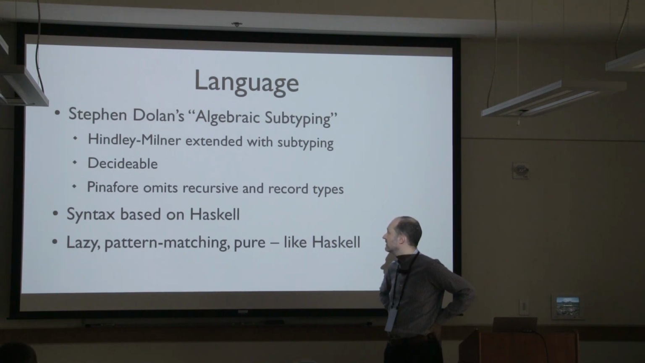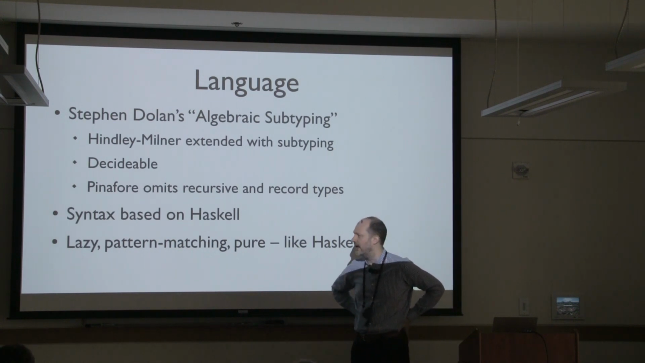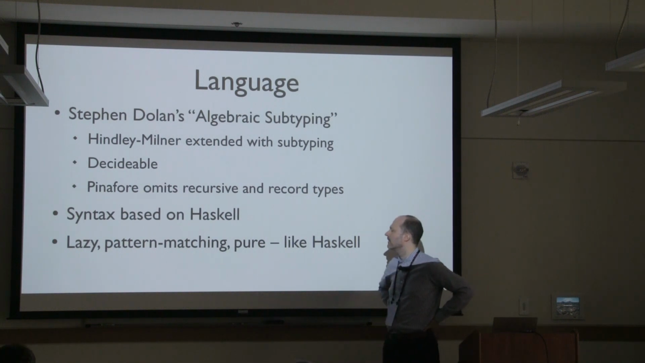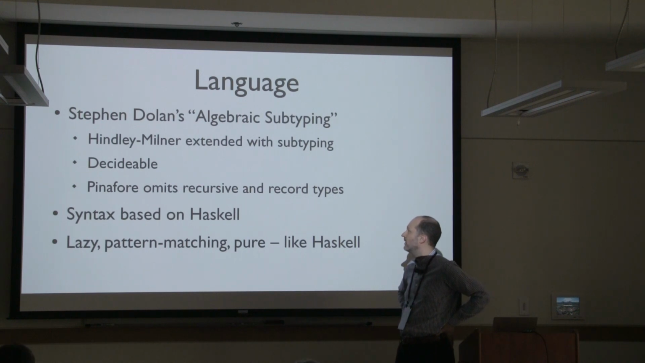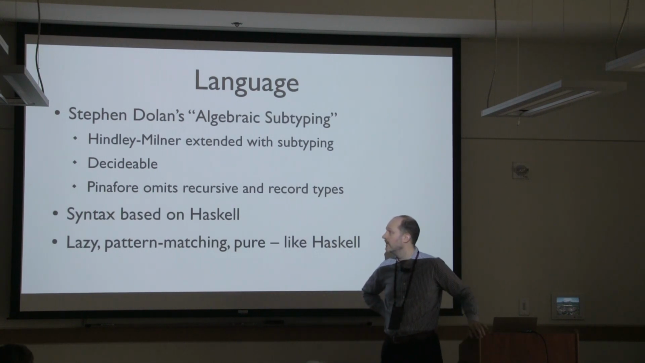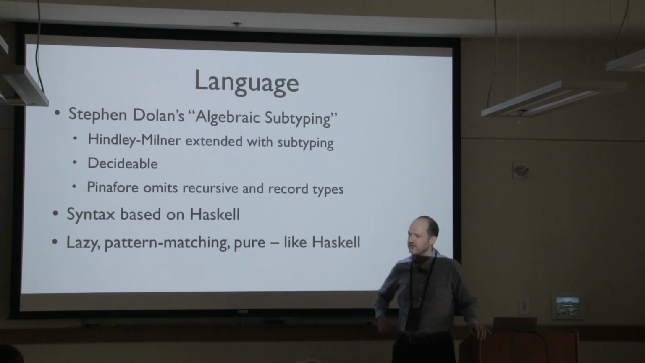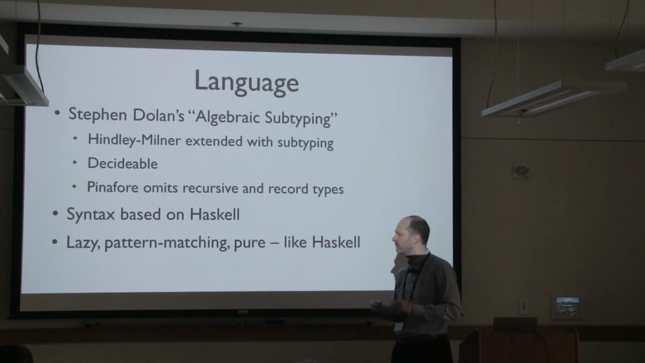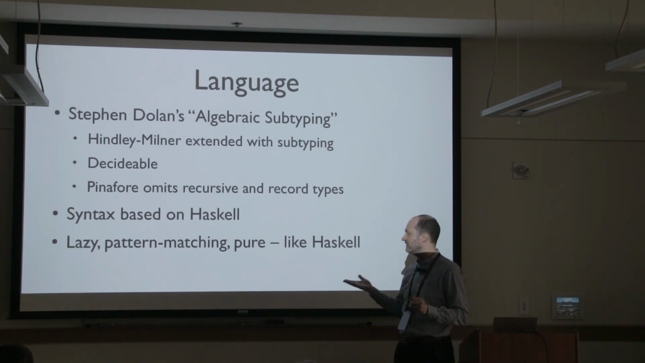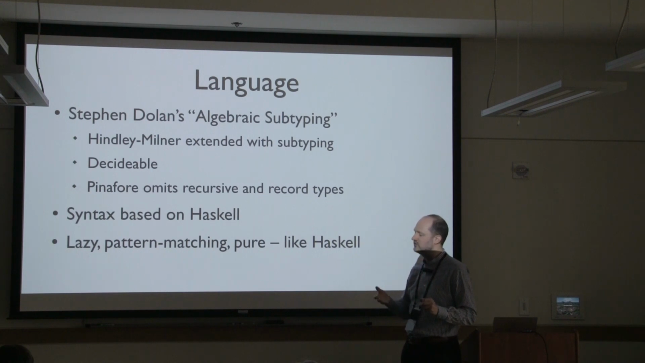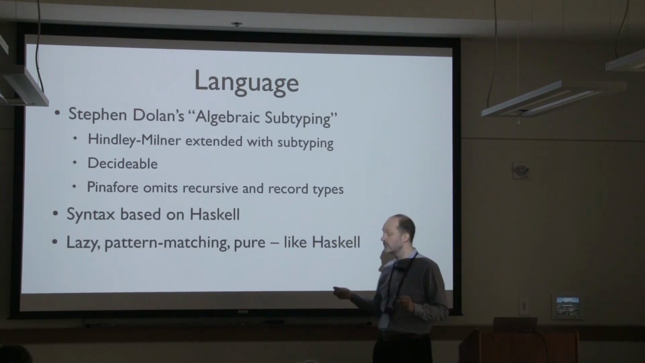Dolan typing also includes record types, which Pinafore omits, since they're not really a good match for the way Pinafore stores information. It also has recursive types, which Pinafore omits for the time being, though I may have to implement that. Apart from that, Pinafore is written in Haskell, looks very much like Haskell, and has a number of Haskell's features, such as laziness. You can do fixed point, tying-the-knot sort of things, pattern matching with case statements, and separation of pure functions from effects.